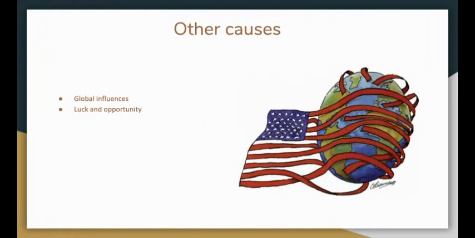Other causes: global influences. The trading between countries, whether of goods or services, is proven that globalization increases the income between countries and reduces inequality. This is because it creates jobs and increases the production for the distribution within countries. Luck and opportunity. Some people are lucky enough to get an opportunity and make the most of it.